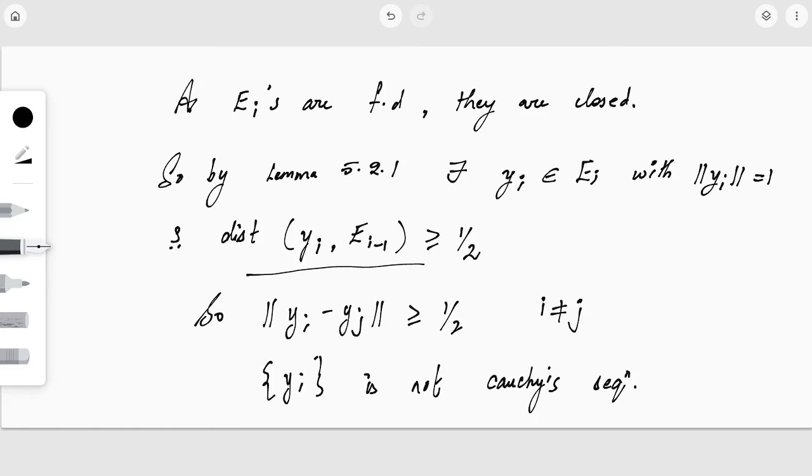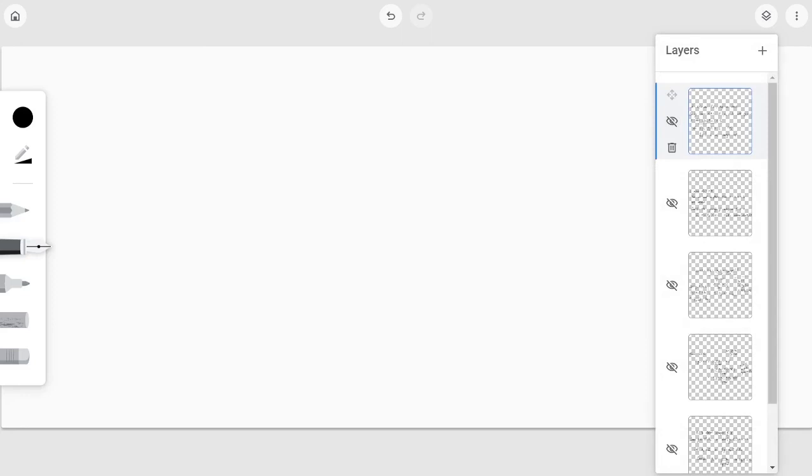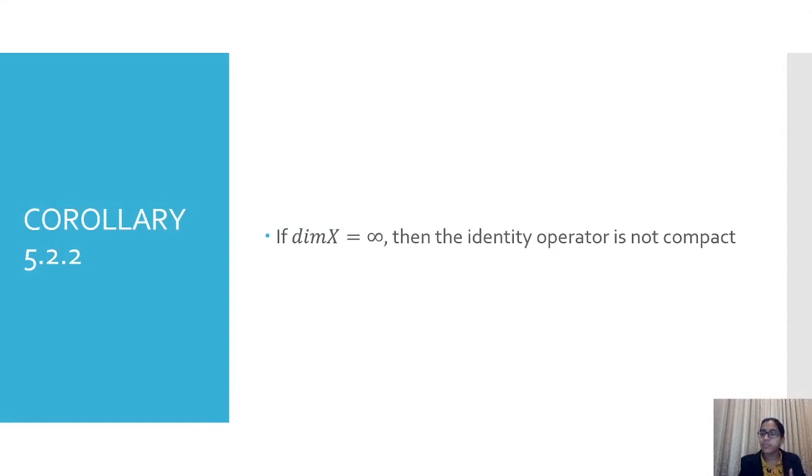Okay, yi is not Cauchy, and I of yi is yi itself, so that is also not Cauchy, right? So with the help of the previous lemma, we could easily prove that the identity operator is clearly not compact. Okay, so I hope you have understood how we have proved this with the help of the previous lemma.